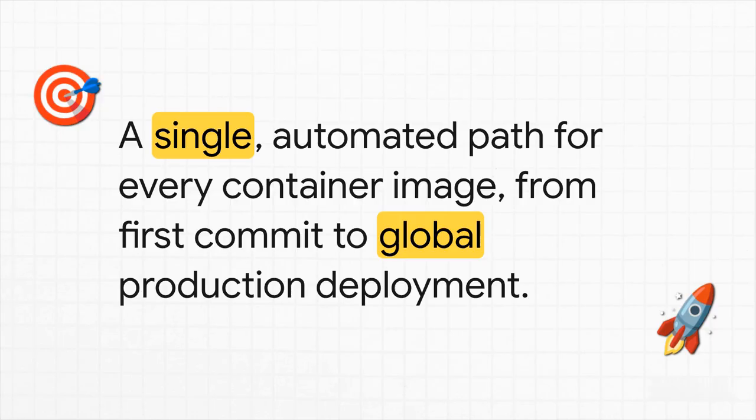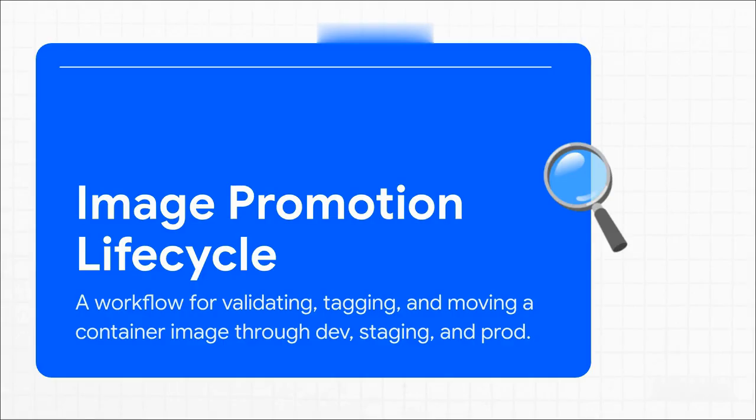The goal is one single automated pipeline, a kind of golden path that every container image has to follow, ensuring security and consistency from the second a developer hits commit all the way to a global production rollout. The solution to this whole puzzle has a name: the image promotion lifecycle.